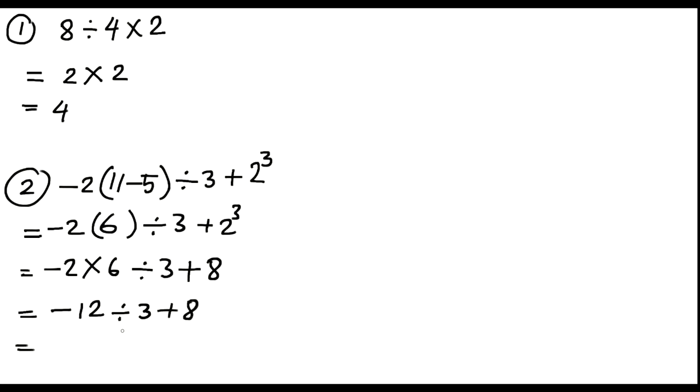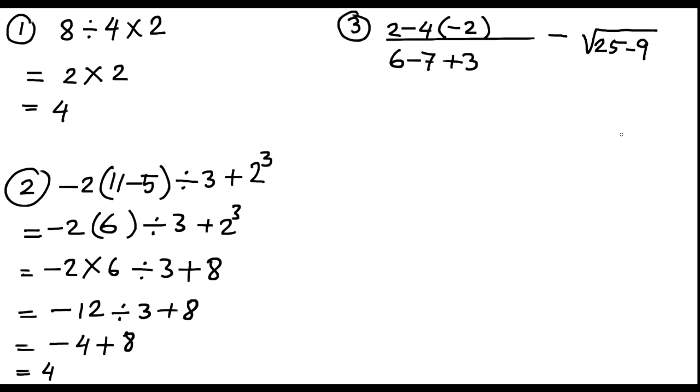Now we have division and addition. We know division is higher rank, so we will do it. It will be negative 4 plus 8. Now we have the last operation here. After that we get a positive. Let's have another example.